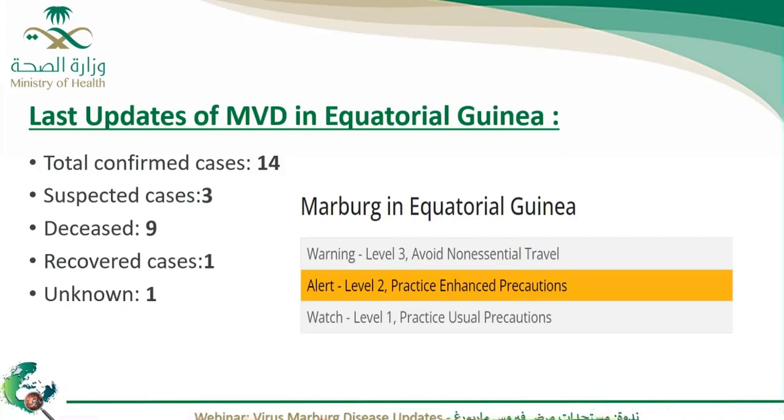According to the travel CDC, there are 3 levels for travel. First one is watch, practice usual precautions. Alert is level 2, where you practice enhanced precautions. And level 3 is warning, avoiding non-essential travel. They put Equatorial Guinea in level 2.